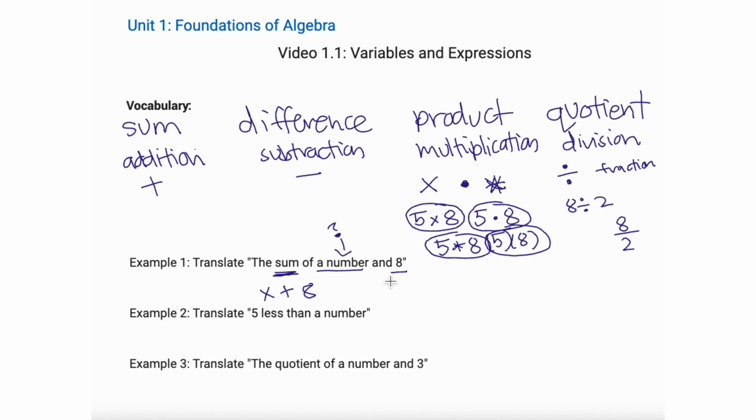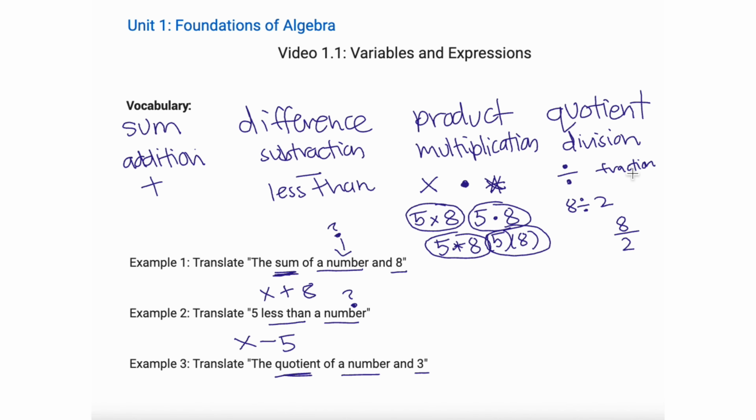Example 2, translate 5 less than a number. So when you think of less than, it's also talking about a difference or subtraction. So 5 less than a number. You have a number, we don't know the number, and then we have 5 less than that, so you're going to subtract 5. And then our last example, you're going to translate the quotient of a number and 3.